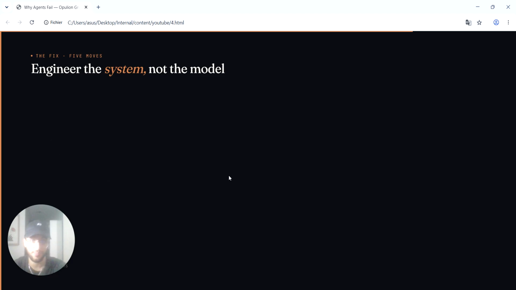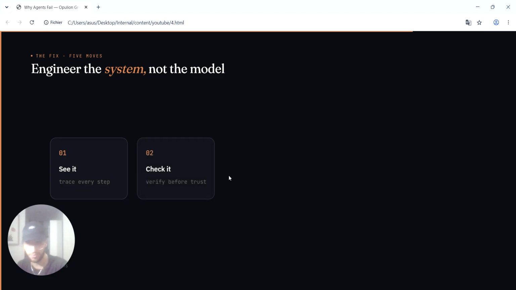So here's what actually works, and this is the part you can go and do something with. And I want you to notice one thing about this entire list. One, see it: record every single step, so that when something breaks, the broken step is findable, not just a mystery. Two, you need to check it: verify each step before the next step is allowed to trust it.